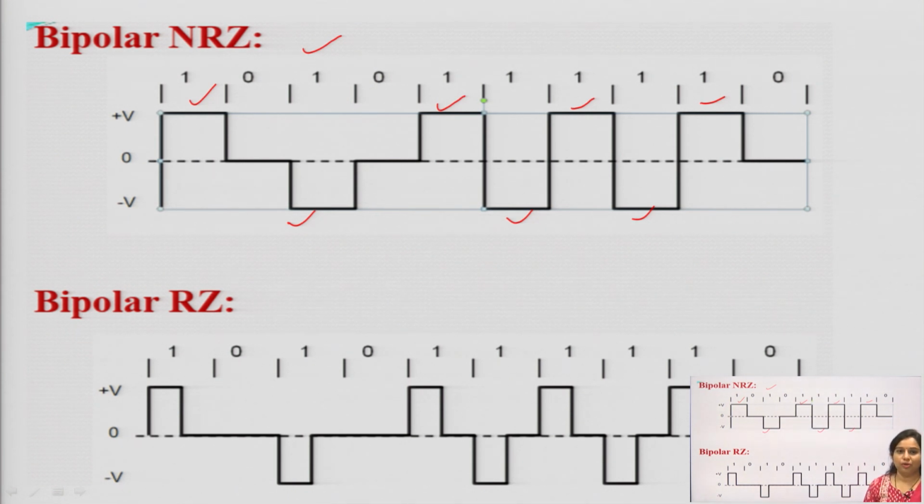In the case of bipolar RZ, for the half bit duration the amplitude will be plus V, and for the other half it will be 0 volt. For 0 it will be 0 volt, then again for the next one it will be minus V to 0, then for 0 it will be 0, for the next one it will be plus V and 0, for the next one minus V and 0, for the next one plus V and 0. So, you are alternately inverting the amplitude of the bit that is received, that is 1, and 0 will be transmitted for the 0th bit. So, this is how the bipolar signaling will be done.